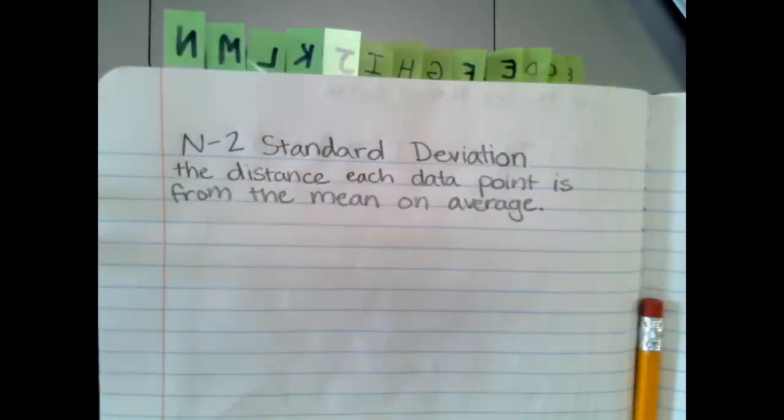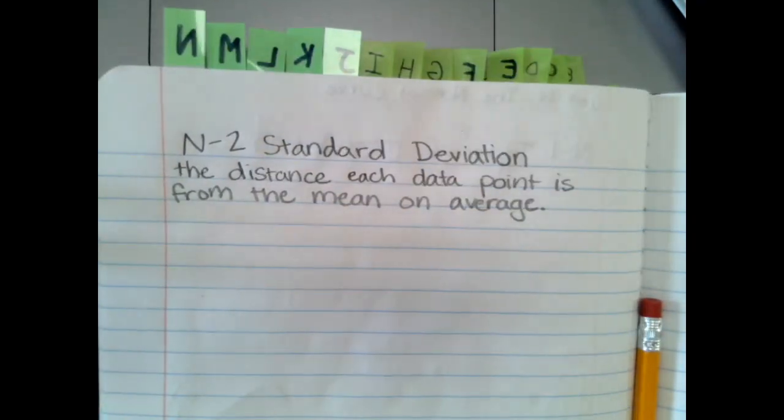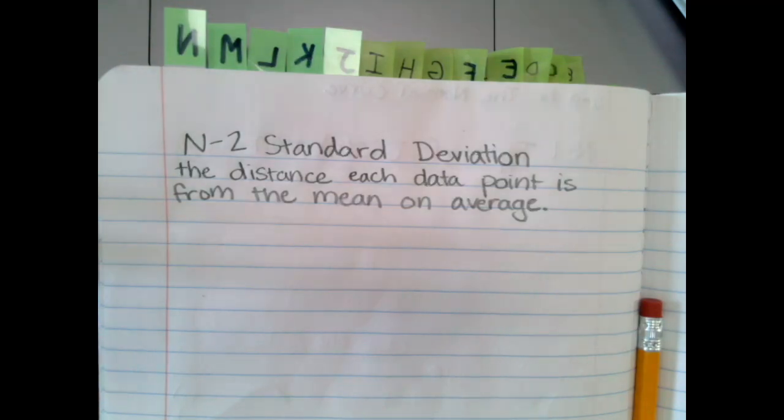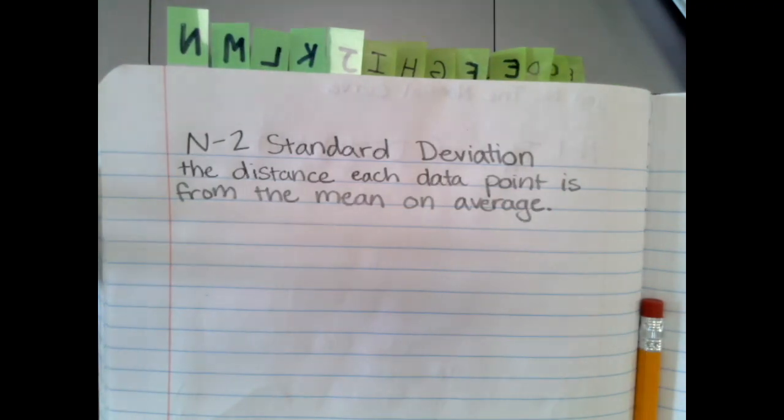But when we take that distance, we actually end up averaging it to figure out how far away most of our points are. And it's kind of a complicated formula. It's not super complicated. But that formula you're going to practice in Algebra 2. So when you take Algebra 2, that's when you're actually going to do the formula. In intermediate, we're going to just practice getting the standard deviation and what it means and interpreting it.